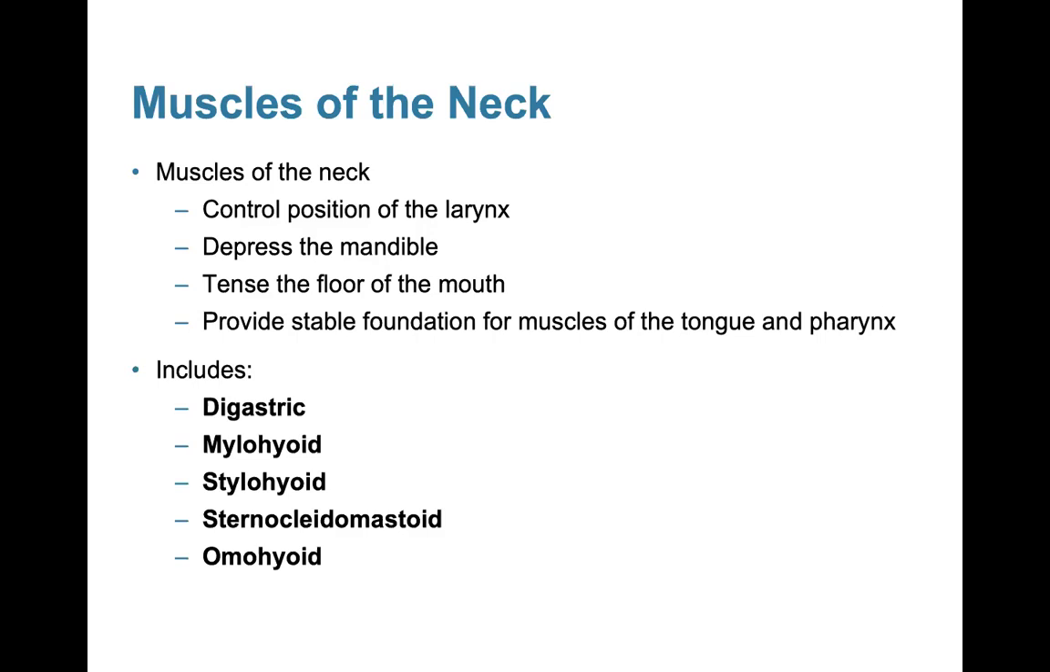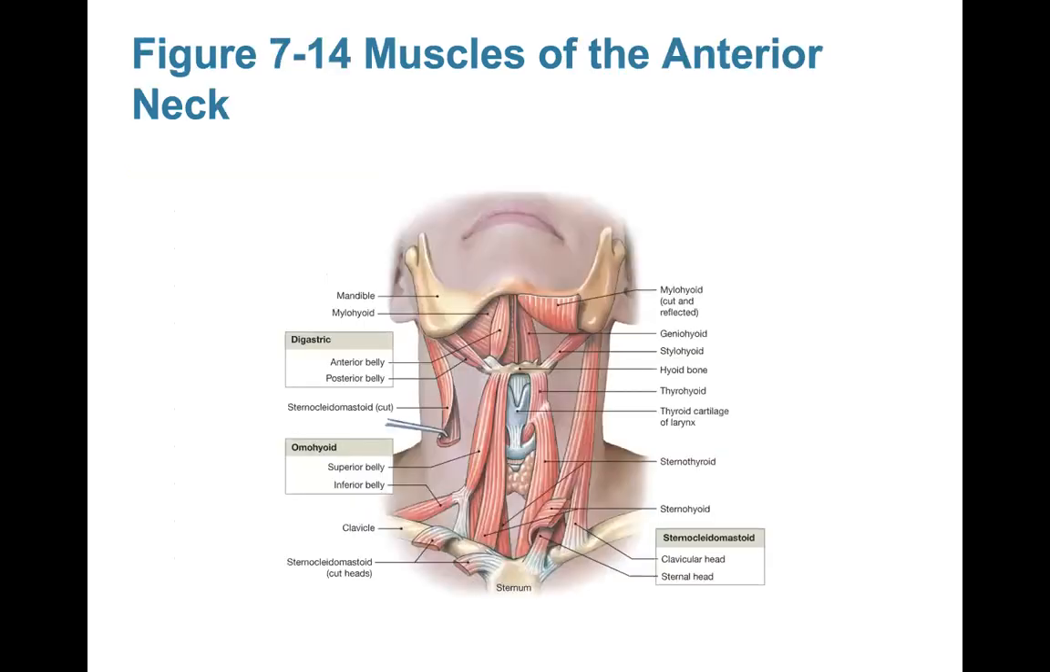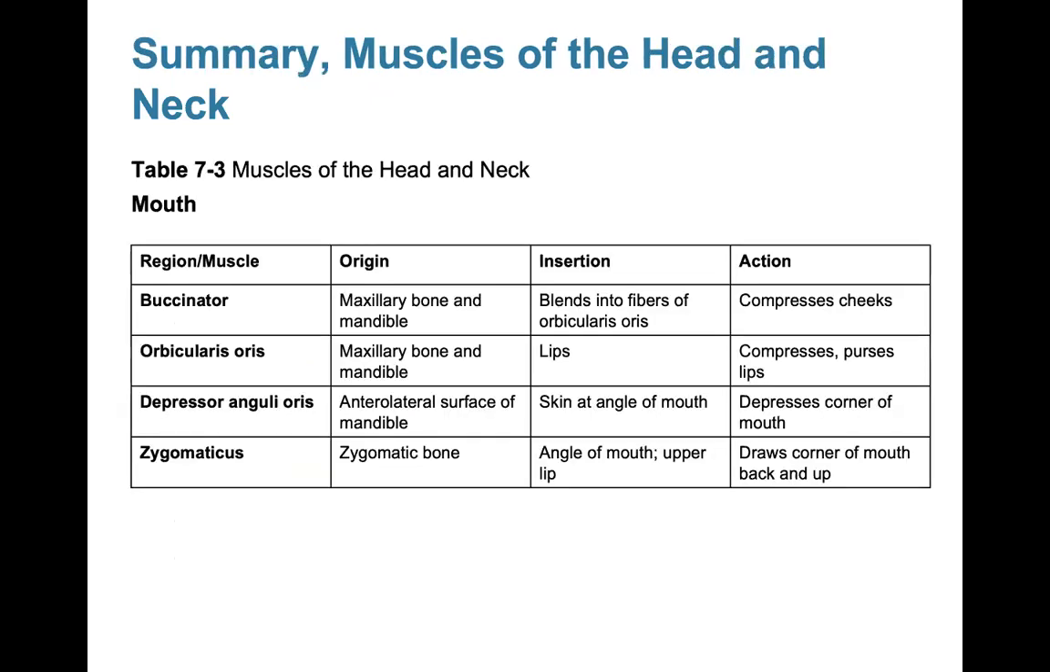So muscles of the head, muscles of the neck, this will control the position of the larynx, depress the mandible, tense the floor of the mouth, and provide a stable foundation for muscles of the tongue and pharynx. These include the digastric, your hyoids, the sternocleidomastoid muscle. And you can see these are all located there in the neck. Again, don't be too concerned with the actual locations.